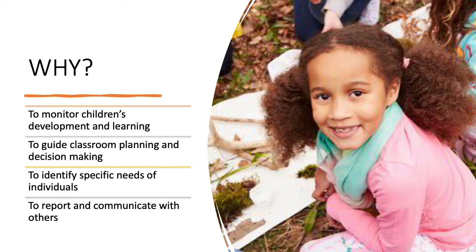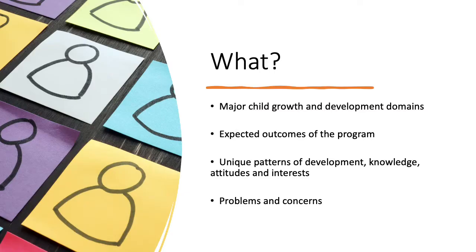Now, sometimes standardized tests have prescribed ways of reporting to parents, and that's okay, but we need to make sure that we are using appropriate means to report back to the main caregivers. So what are we actually looking at when we're gathering information? We're looking at the major child growth and development domains. We're looking at whether they're meeting their milestones. We're looking at whether they're actually doing what we expect at that age. And if they're not, are we going to intervene?